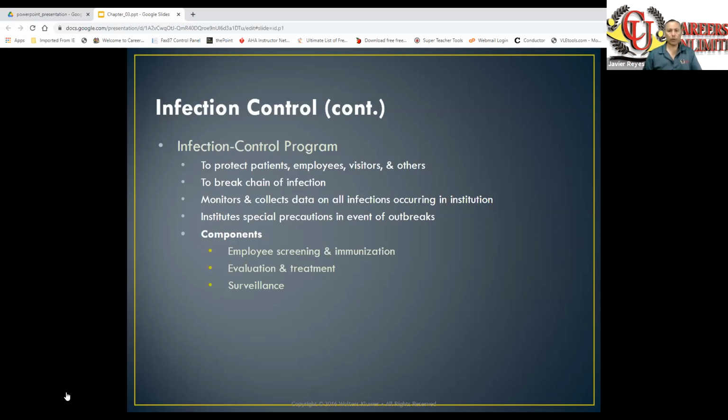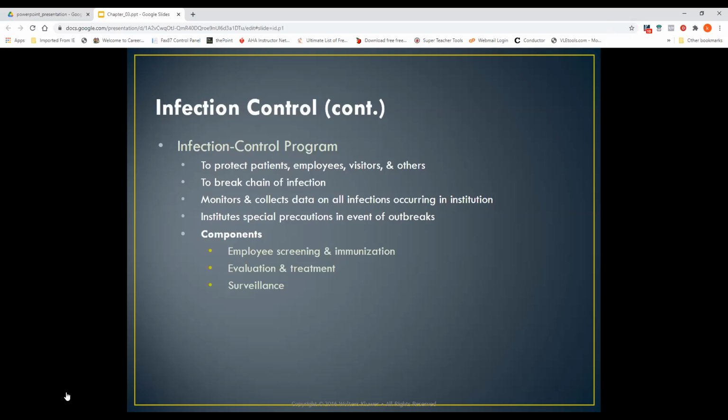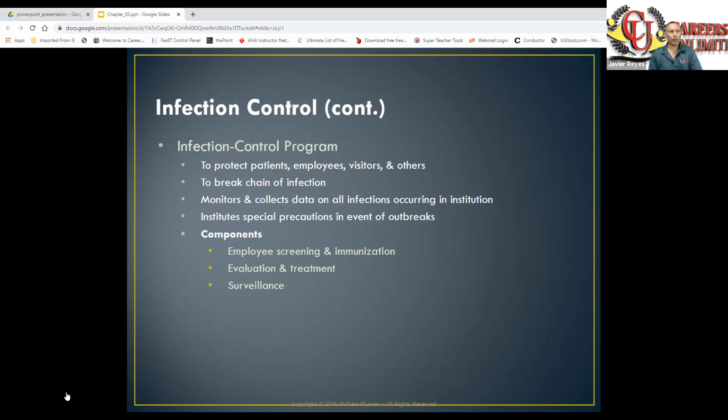Once one person contracts an infection, right? And let's say, for example, nursing home, if one of the residents is diagnosed with resistant type of bacteria, it has to be reported to the state. We have to put them on isolation precautions and everything else in between. Okay, we have to do a lot of other steps and documentation and special care for that person so that we don't spread it to the following residents. Remember, their immune system is low. So an infection control program institutes special precautions in event of outbreaks.